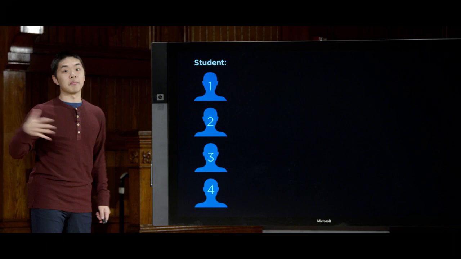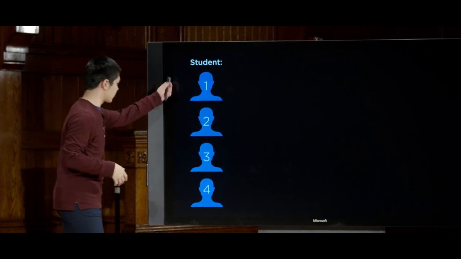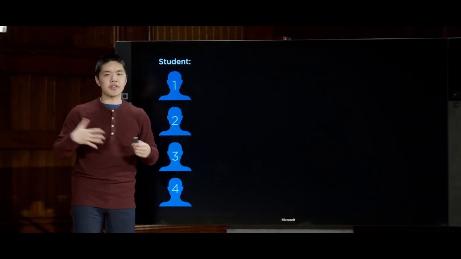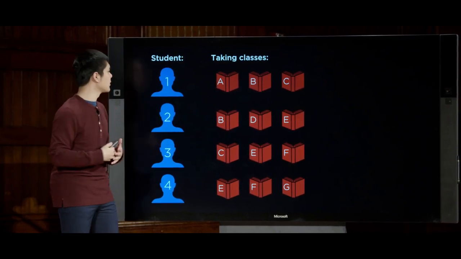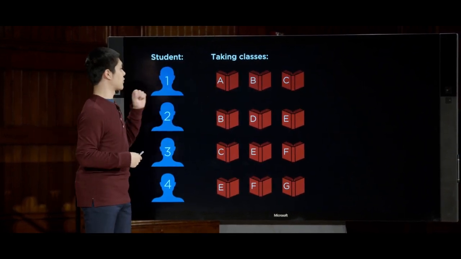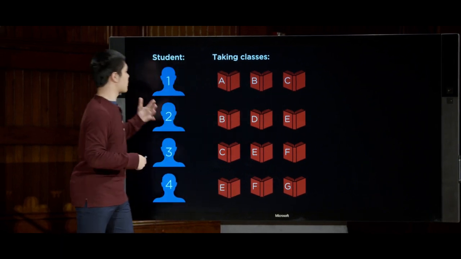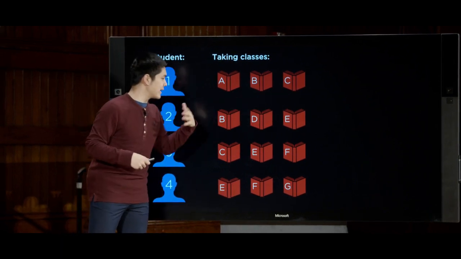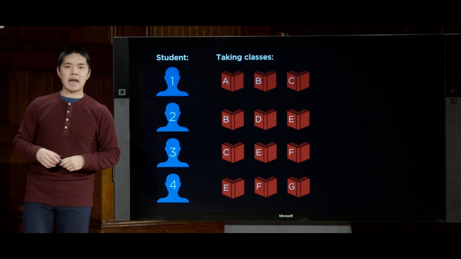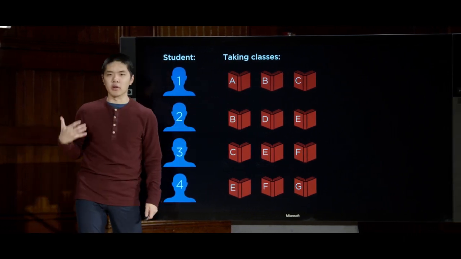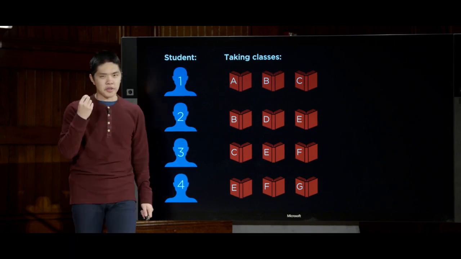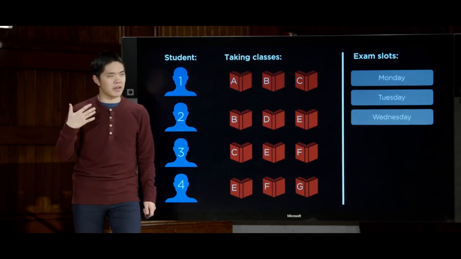Let's look at exam scheduling. That I have 4 students here, students 1, 2, 3, and 4. Each of them is taking some number of different classes. Classes here are going to be represented by letters. So student 1 is enrolled in courses A, B, and C. Student 2 is enrolled in courses B, D, and E, so on and so forth. And now, say a university, for example, is trying to schedule exams for all of these courses. But there are only 3 exam slots on Monday, Tuesday, and Wednesday.